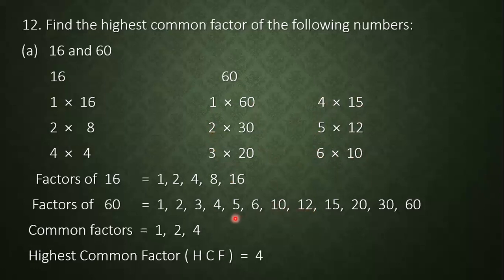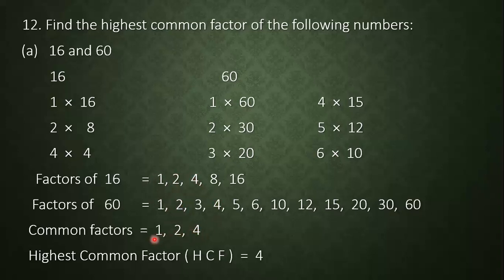Now, what we have to do is to find out the highest common factor. Highest common factor, in short, we can say HCF. For that, we have to find out the common factors. Which are the factors that is coming in common in both the numbers? The factors of both the numbers, 1 is there in both, 2 is the factor of both the numbers, then 4 is a factor of both 16 and 60. That means the common factors are 1, 2 and 4.